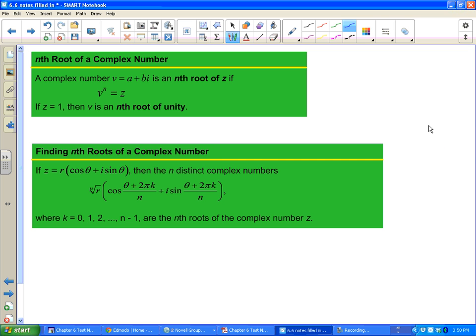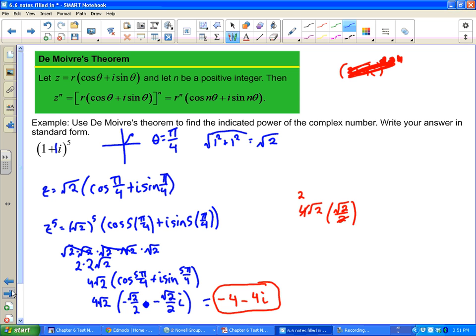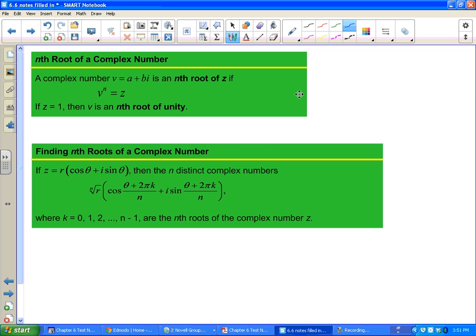This is our 6.6 part 2 video. This section is talking about de Moivre's theorem and complex numbers. We just, at the end of the last video, did this problem where we used de Moivre's theorem, and from de Moivre's theorem you can basically get to the idea of nth roots of a complex number.